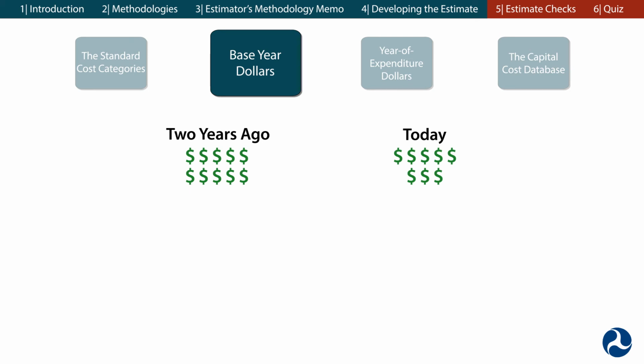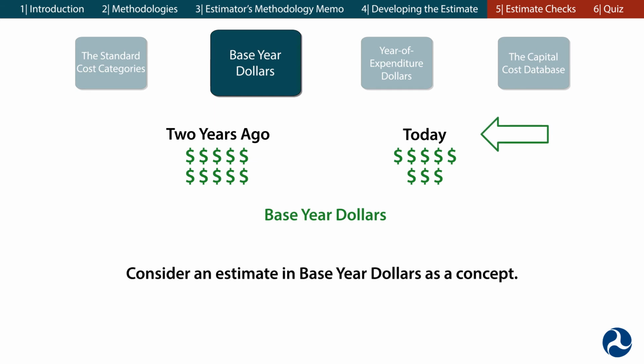In a cost estimate, costs are generally developed in base year dollars. It is a best practice to inflate costs of past projects to a single base year, generally the current year. Consider an estimate in base year dollars as a concept. It is as if the project could be planned, designed, and built in only 1 year.